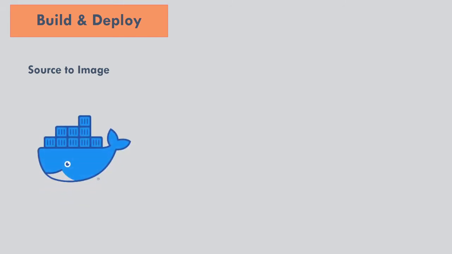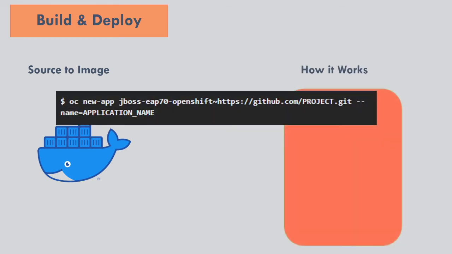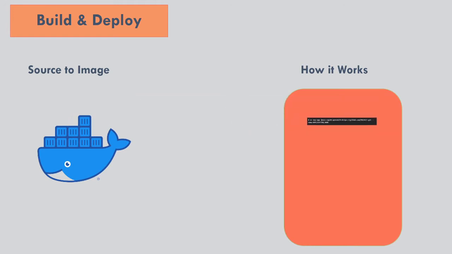Source to image, as the name implies, is responsible for transforming your application source code into an executable Docker image that you can run inside OpenShift cluster. Now let's see how it works. The total build process involves several steps.